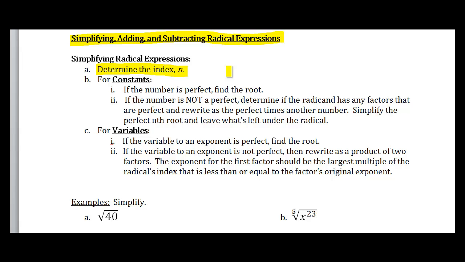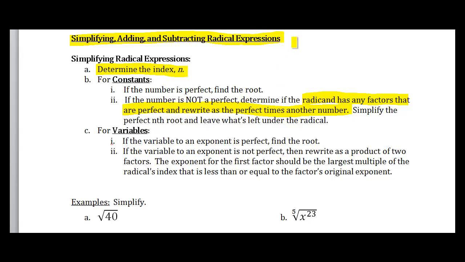After I determine the index, I'm going to see if I have any constants. What I mean by constants are numbers, right? Well, if the number is perfect, then just go right ahead and take the root of that. Find whatever root you have depending on your index. If it is not perfect, we're going to determine if the radicand or that number has any factors that are perfect and rewrite as the perfect times another number, all right?